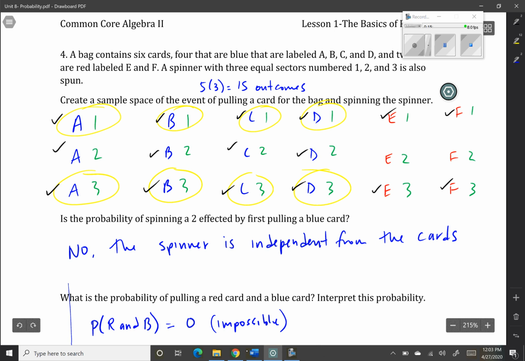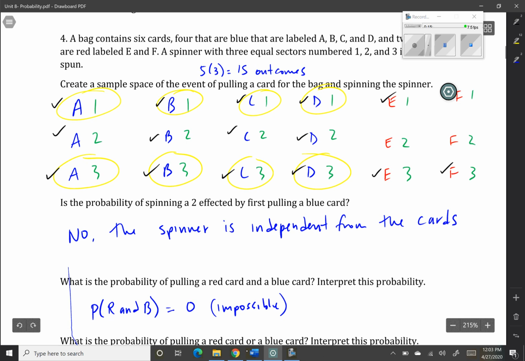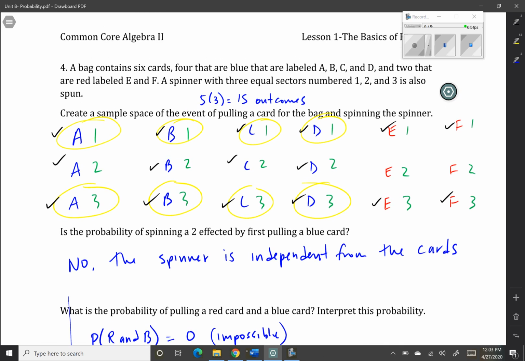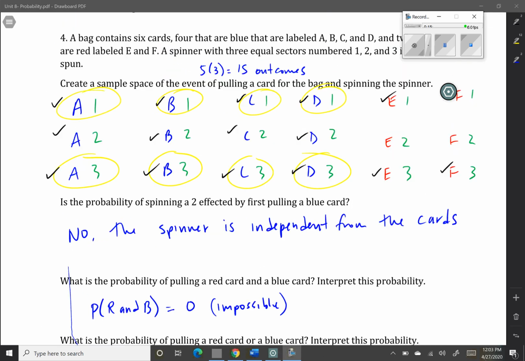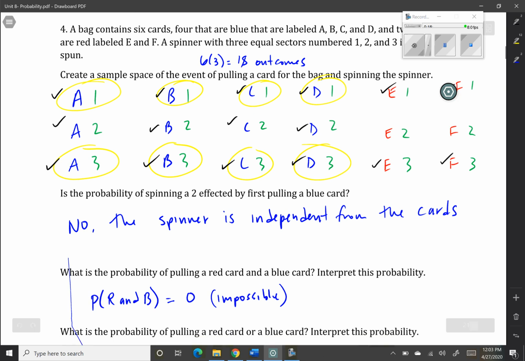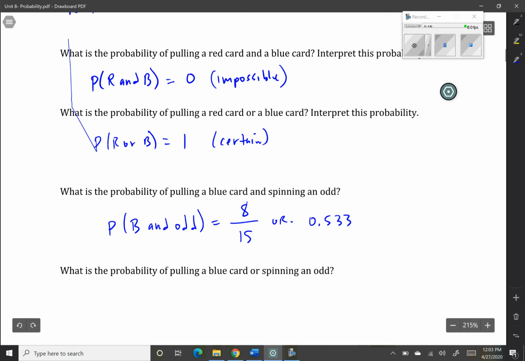So I just noticed I made a mistake. I'm not going to redo the video, so let's just fix this. There are 6 cards, not 5. I miscounted. So there are actually 18 outcomes, which is going to change this probability to 8 over 18. My bad.